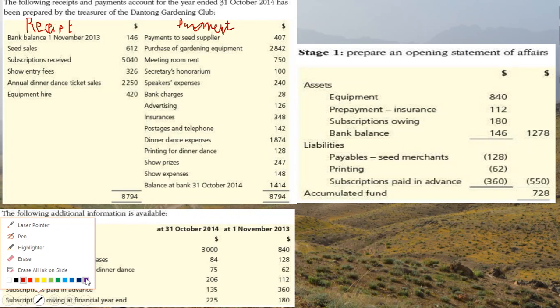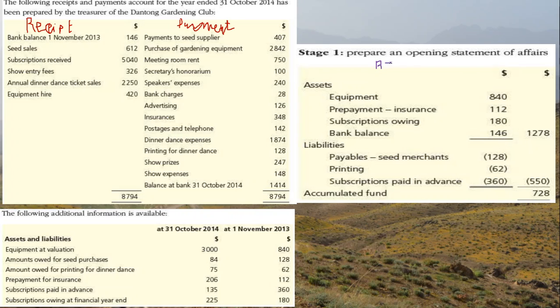Here we basically calculate your opening accumulated fund. We simply use the accounting equation, assets equals capital plus liabilities. You need to remember this accounting equation. Here we are trying to find the value of capital, so capital is A minus L. We add up the total assets and then we add up the total liabilities. You can see your total asset is this, total liability is 550. If you subtract it, you get your accumulated fund.